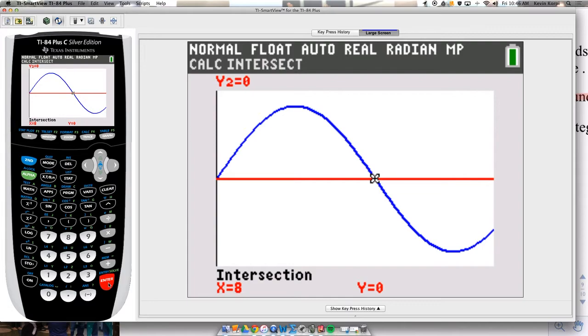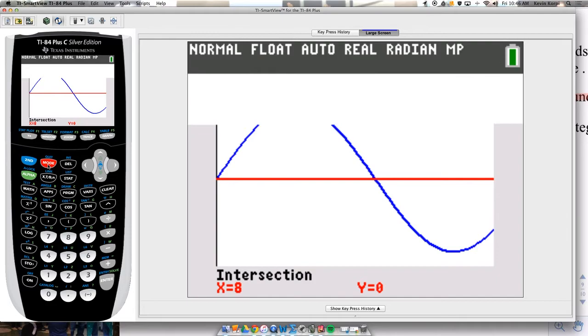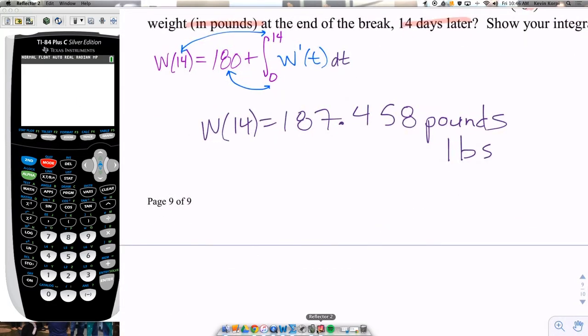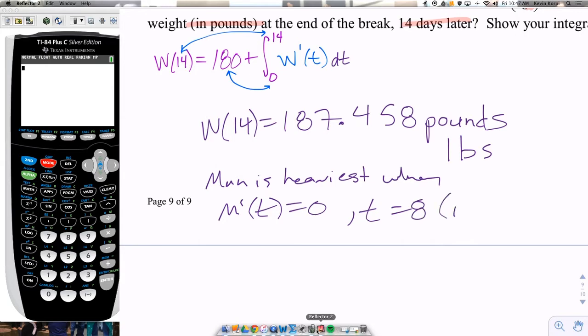Enter, enter, enter. It intersects at 8. So here's what we could do now. If we want to figure out when he was his heaviest, we can go back to the home screen, and let's set it up here first. Let's go ahead and say the man is the heaviest when W prime of t equals 0, and this is at t equals 8, it's the absolute max.